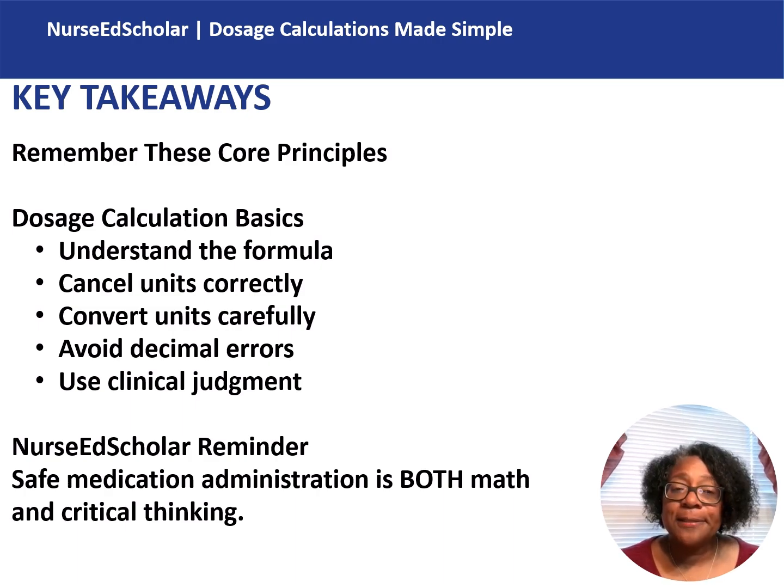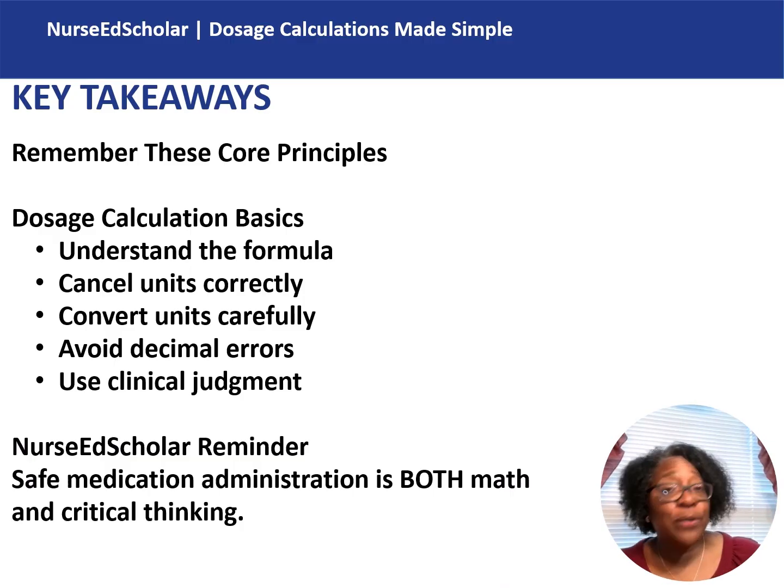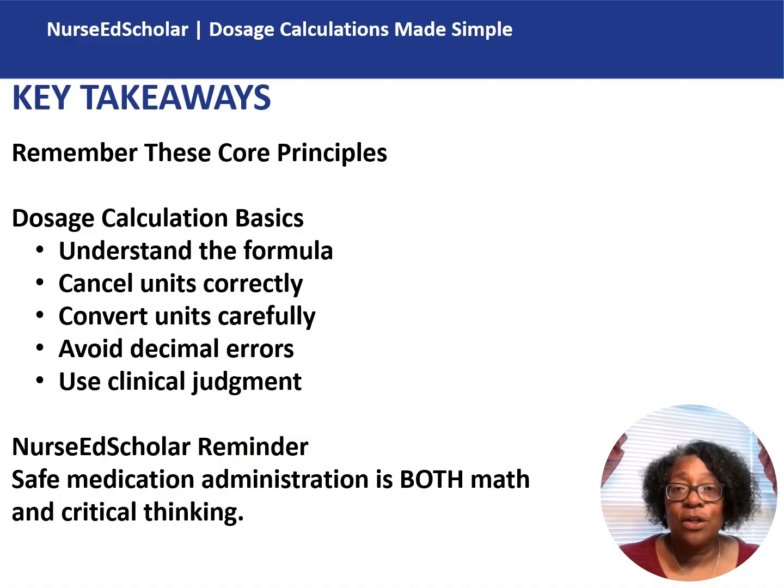Let's see, we're almost close to the end. So when we're thinking about dosage calculations, you're really going to have to think of multiple things. You're going to have to understand the formula. When I'm doing that dimensional analysis, trying to perform that dosage calculation, are those units canceling correctly? Did I convert my units correctly? Make sure the decimals are where they're supposed to be, and use clinical judgment.